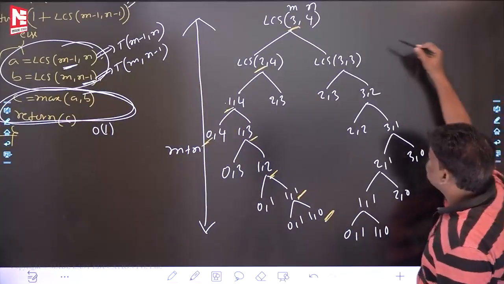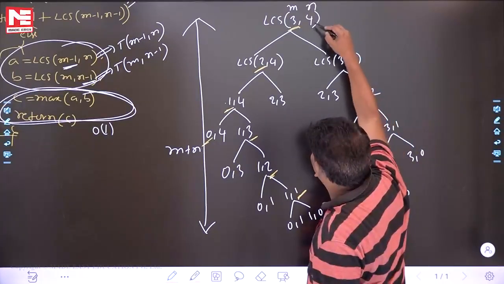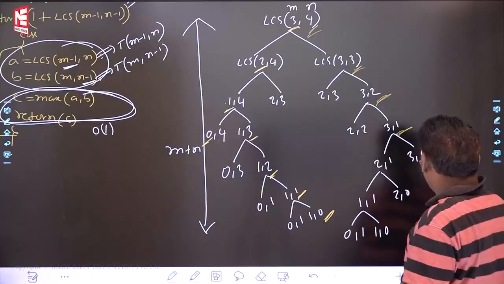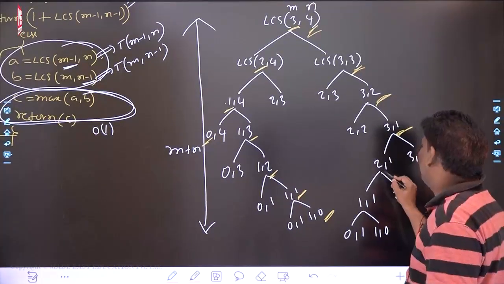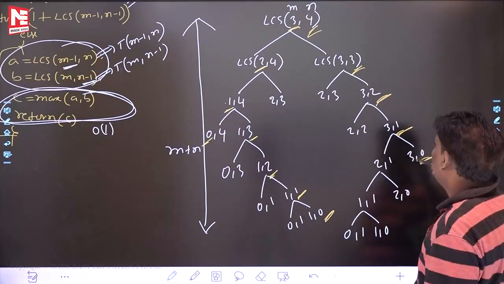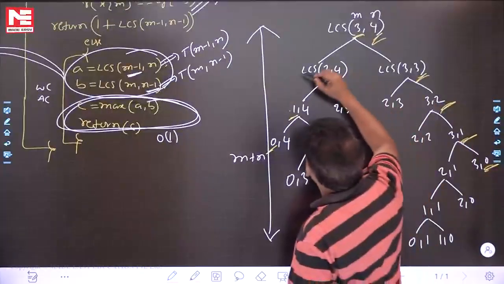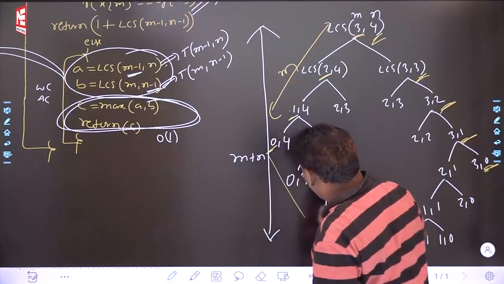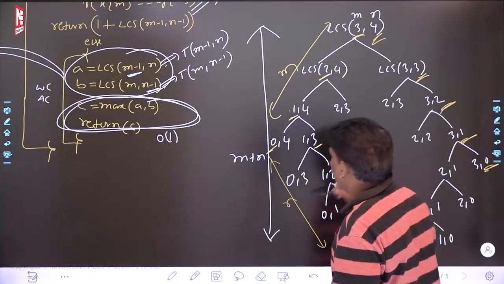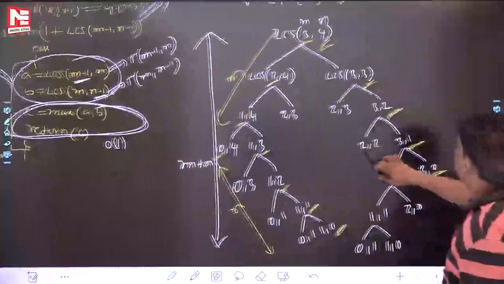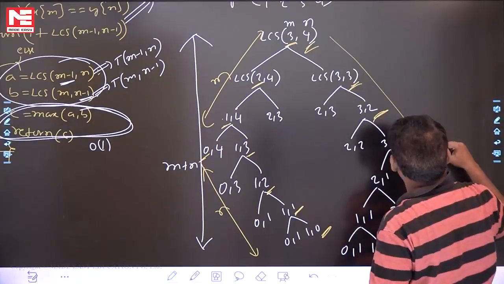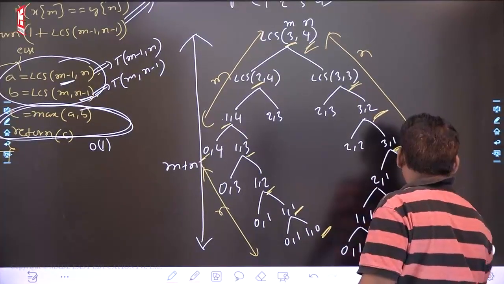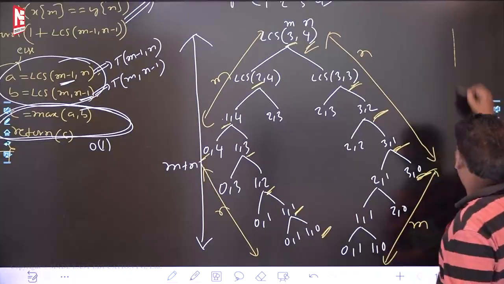I think this is also the same. On this side, who is decrementing? N: 4, 3, 2, 1, 0. Whenever M becomes 0, N will start decrementing. So what is the answer? Until here it is M decrementing. Afterwards, N decrementing. Overall it is M plus N. Same here: on this side N will decrement, and on this side M will decrement. Overall, this side is also M plus N.